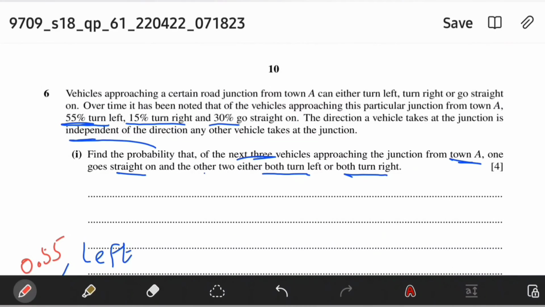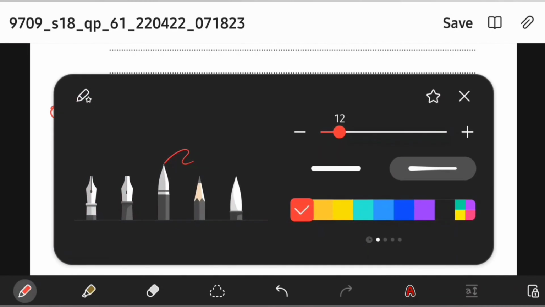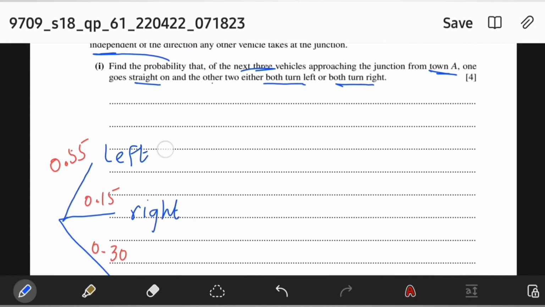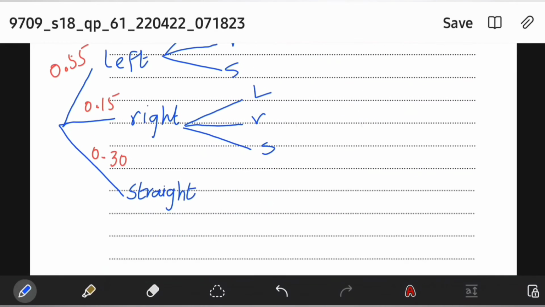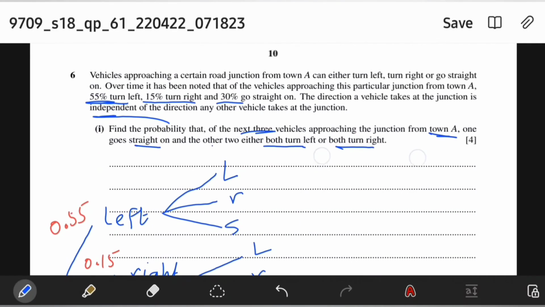So these are the probabilities, and you have to find out that of the next 3 vehicles approaching the junction from town A, one goes straight on and the other 2 either both turn left or both turn right. Let's make it very detailed. So I'm going to add more branches. Left, right, and straight. Left, right, straight. Left, right, straight. Left, right, straight.